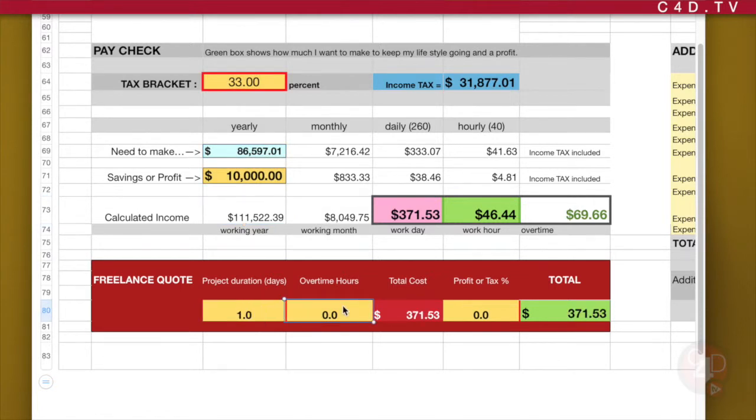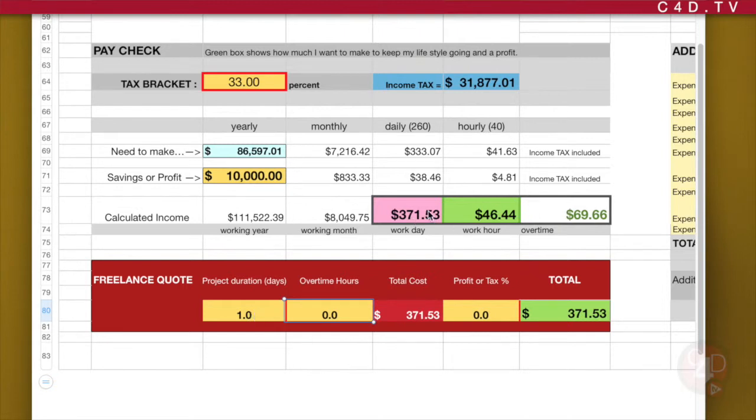Are you going to be working overtime hours? Like, for example, you're going to have to deliver it tomorrow and then you're going to have to work 10 hours today with changes and all that stuff? I don't know. So you have to calculate those things. In here, you will put your overtime hours. For this particular example, I'm going to leave the project duration to be one day. So one day is 8 hours.